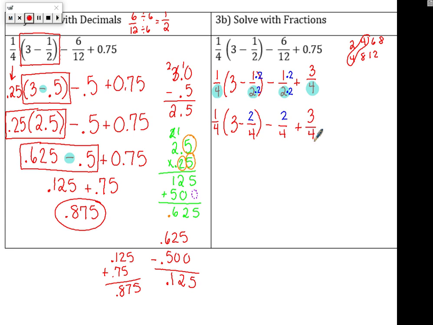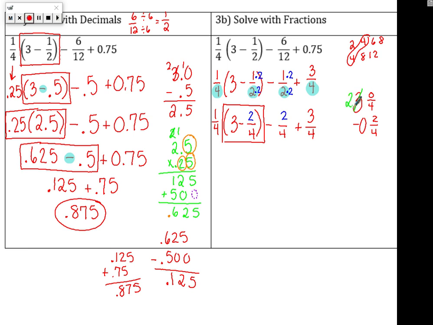Now I'm going to go ahead and solve this problem doing my parentheses first. When I go to do these parentheses, I notice that it's 3 minus 2/4. Or sorry, 3 wholes minus 0 wholes with 2/4. Well, if you think about it, right now 3 wholes has no fourths.